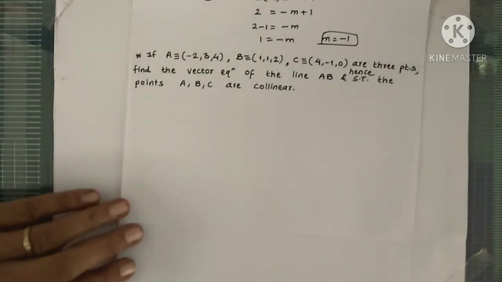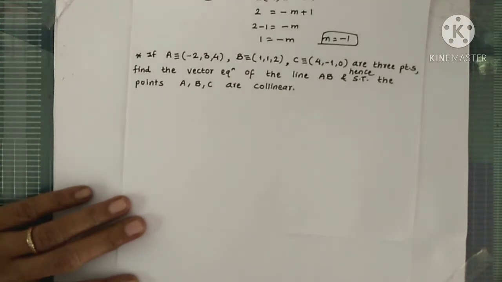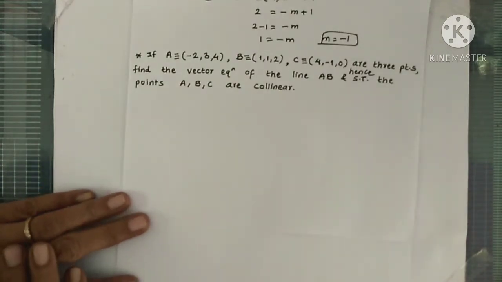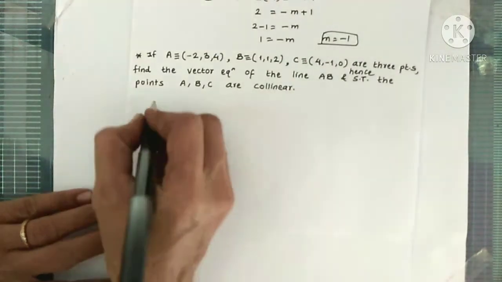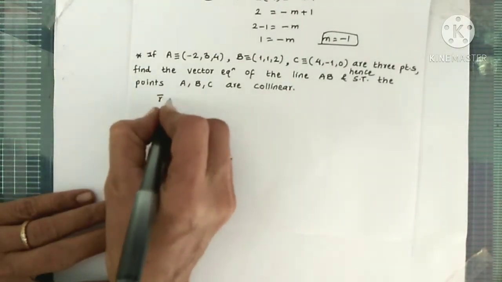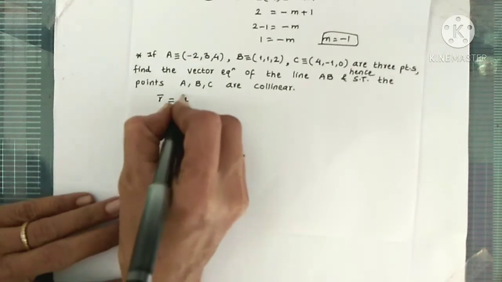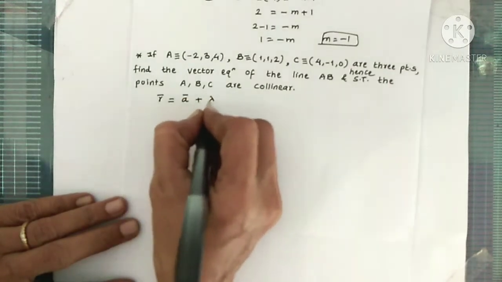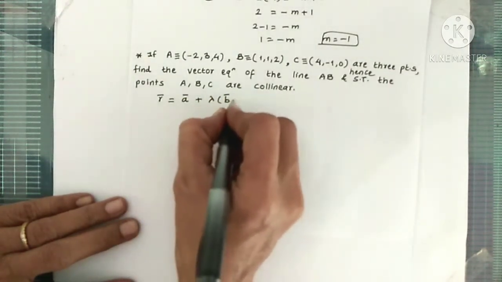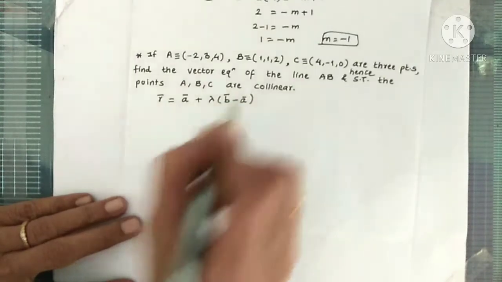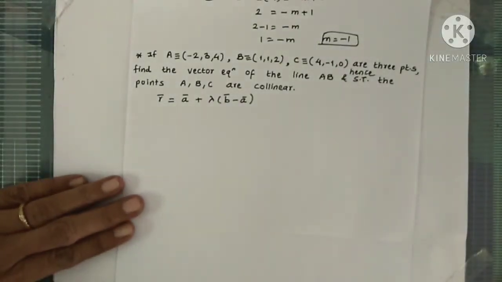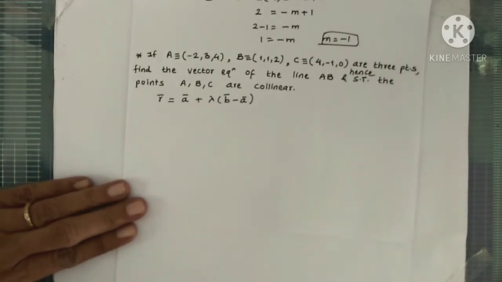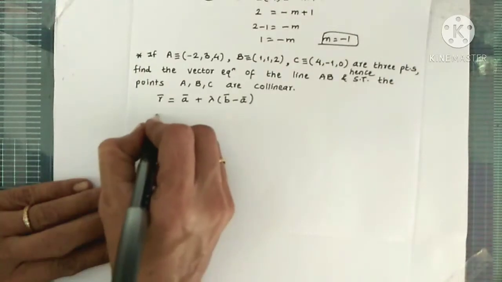Okay, let's find out the vector equation of the line, and using that, let's prove that C lies on the same line. To find the vector equation of the line AB, the form is r bar equals a bar plus lambda times (b bar minus a bar). This is the vector equation of the line passing through points A and B having position vectors a bar and b bar respectively. So we have to substitute the position vectors.